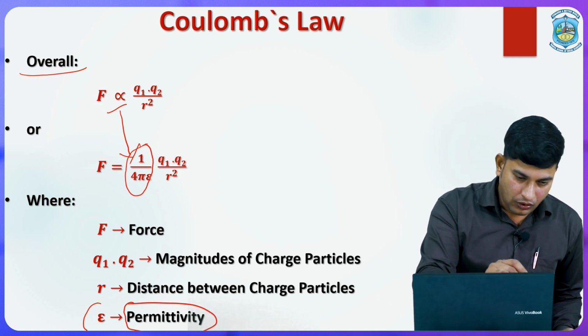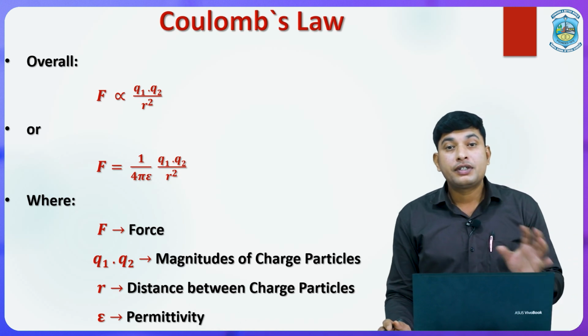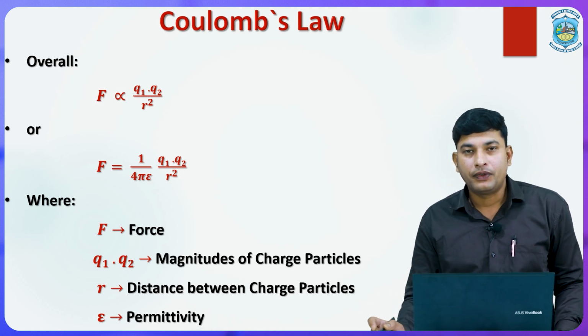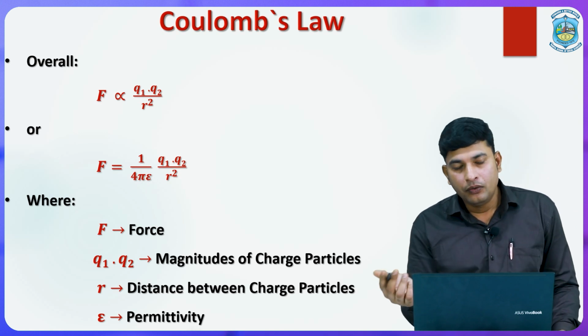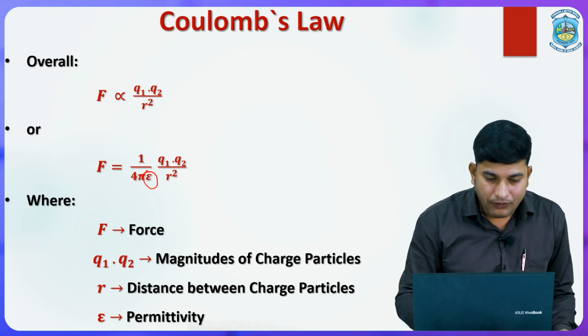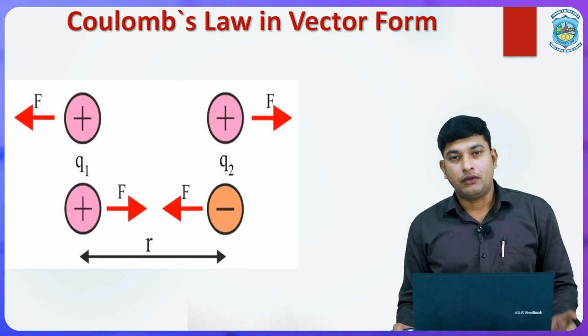Coulomb has already defined all these things, and this is regarding the epsilon. 1 upon 4 pi, obviously we all know the value of pi, and epsilon is there, defining the permittivity. Followed by Coulomb's law in vector form.